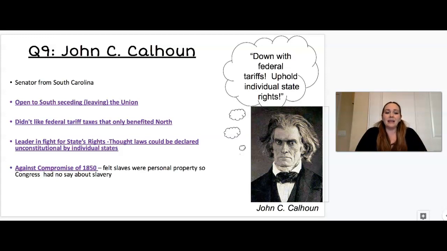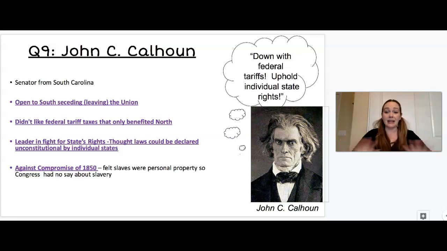States' rights are the idea that an individual state has the right to declare a federal law unconstitutional. We've studied this, we've talked about it, you know darn well that's actually not true under the US Constitution. But John C. Calhoun's thought process was, if we all voluntarily became states within the United States of America, we should be able to voluntarily leave if we want to, or not follow certain laws of the Constitution if we don't want to.